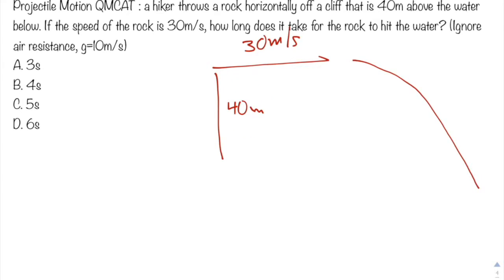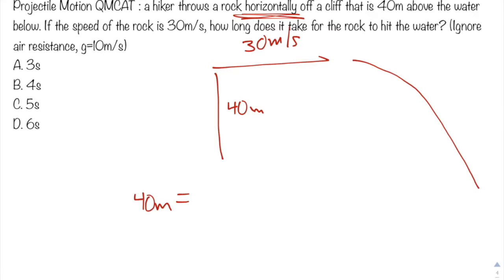And so from our knowledge of equations, we know that we can solve for the time that an object is going to take to hit the ground using our delta x equals initial velocity times time plus 1/2 acceleration times time squared. In this case, we don't have an initial velocity in the vertical direction because it was thrown horizontally off a cliff. So we would just be setting 40 meters, which is the distance that it's going to fall.